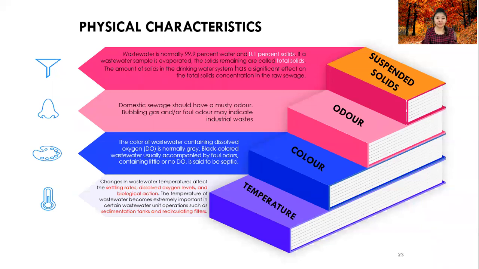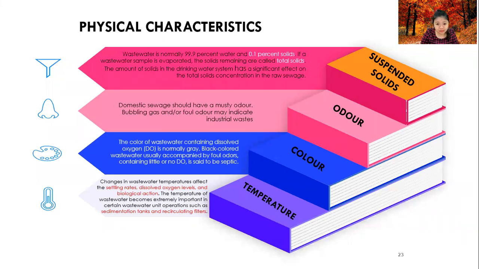Okay. Right, so for odors, domestic sewage should have a musty odor, and bubbling gas and a foul odor may indicate industrial waste. It will be very smelly. Do you like to pass by? No. So there's one in UUM very close to the SML building, just beside the cafeteria. If you have the chance to come back again, then you can go and walk through it.